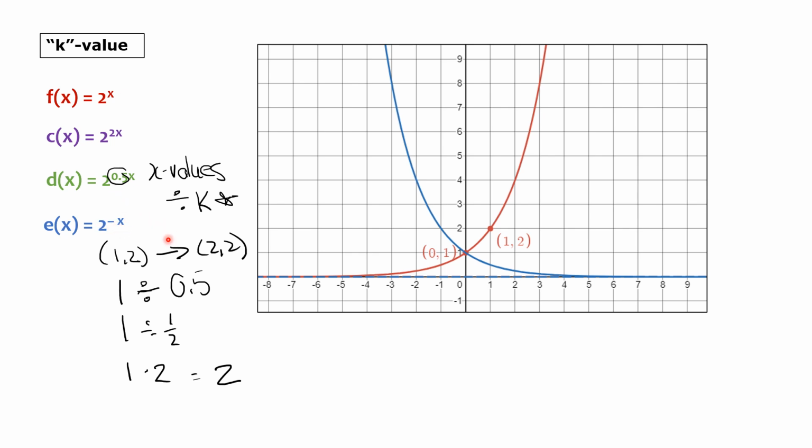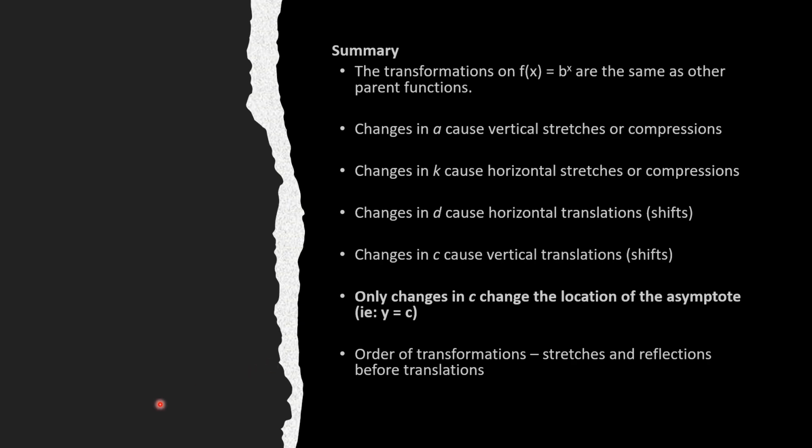Okay, so that's the hardest one, I think, because it's the new one for us this year. So that is one by one, all of our transformations, A, K, D, and C. We've gone through all the transformations one by one. Here are some summary points, and I won't read them to you. You can pause it and read it yourself. This is the big one here: only changes in the C change the location of the asymptote. All the other transformations we did, like the K value we just did, didn't change the asymptote. This is the only one that changes the asymptote. These other points are the same as they've been for every function so far.